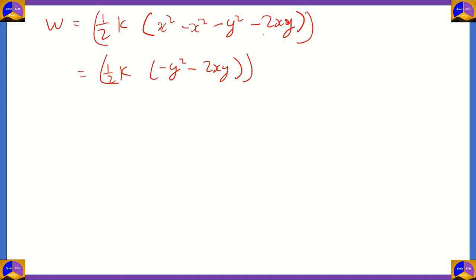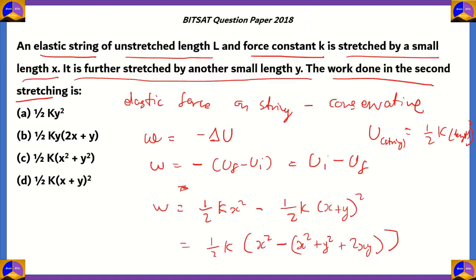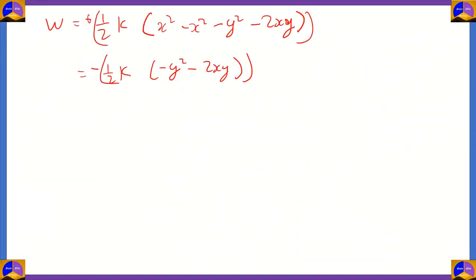Now remember, all of this is under a minus. I mean, no, it's not under a minus. That part comes later. So half k times minus y squared minus 2xy. So here again, y is common. So half ky times minus 2x minus y is the work done by the string. So work done by the elastic string is half k y times minus 2x minus y. So this is the work done by the string.